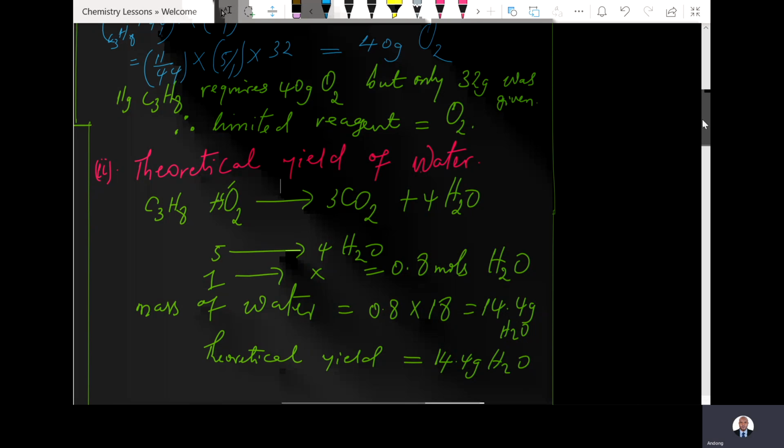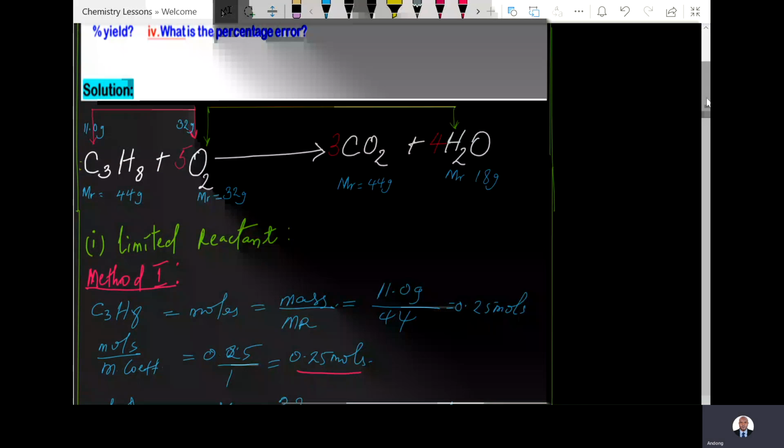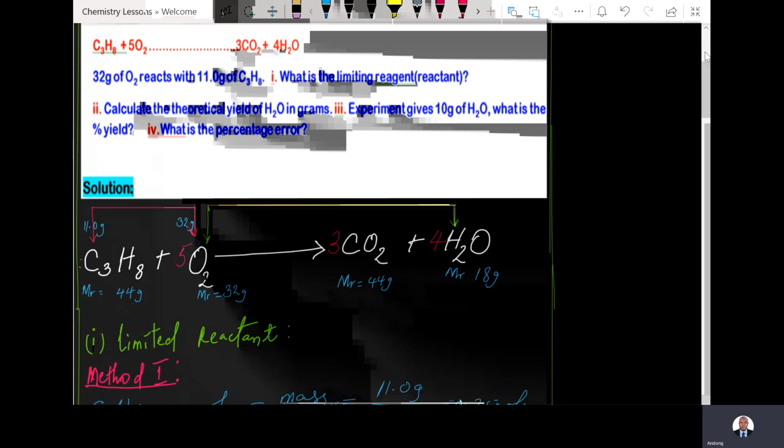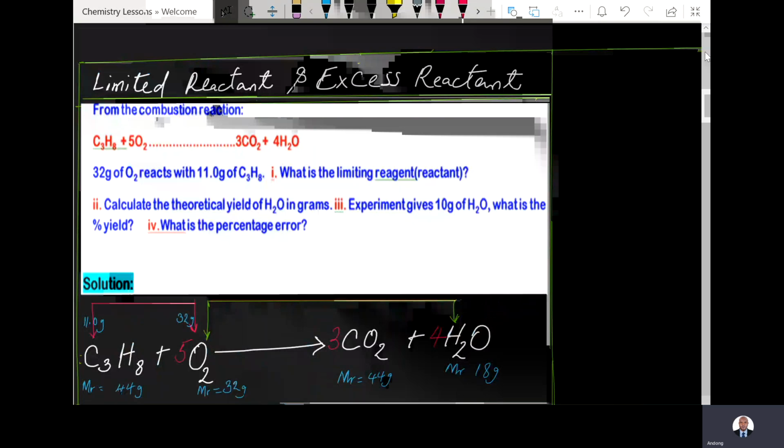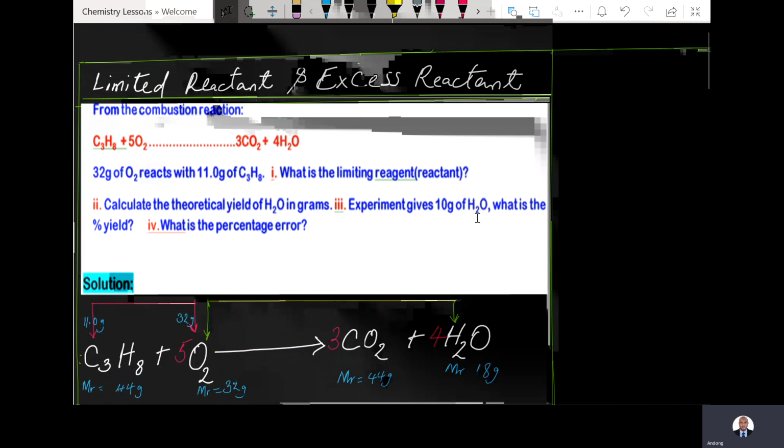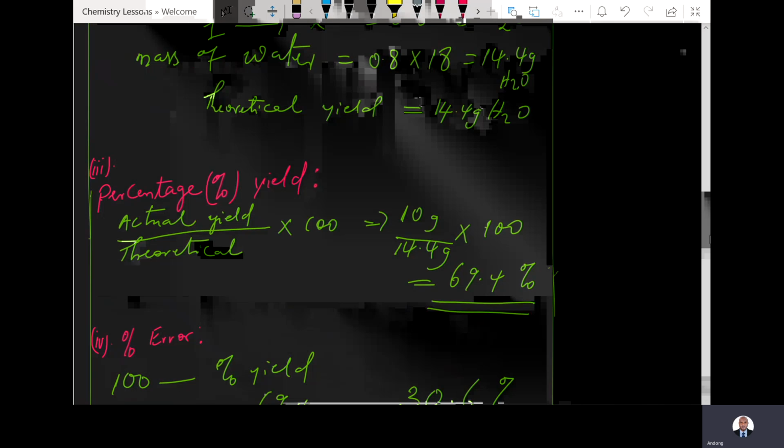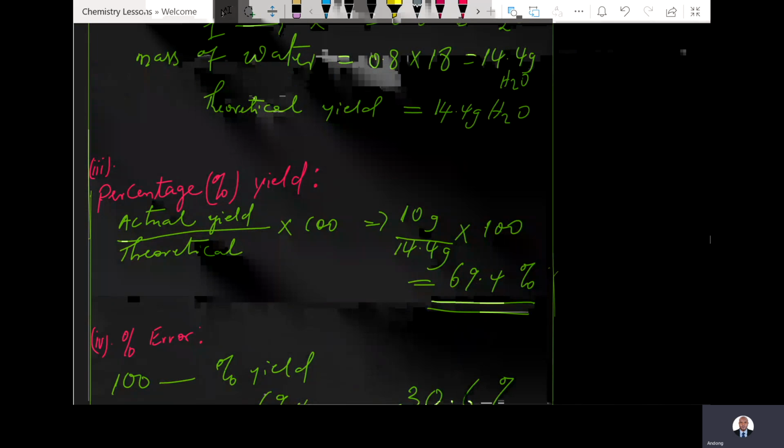Remember, we were told something here in our calculation: the experimental yield is 10 grams of water. Experiment gives 10 grams of water. And now we want to calculate the percentage yield. Percentage yield is the actual yield that was given divided by the theoretical yield. And what is the theoretical yield? The calculated yield of water, times 100.